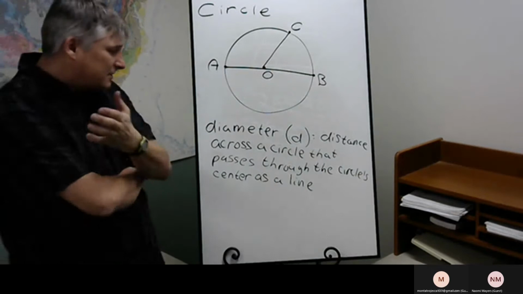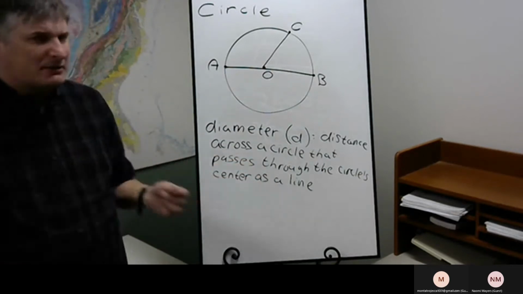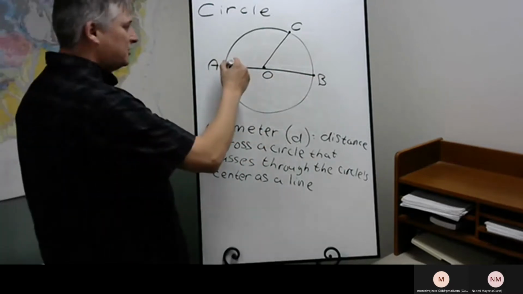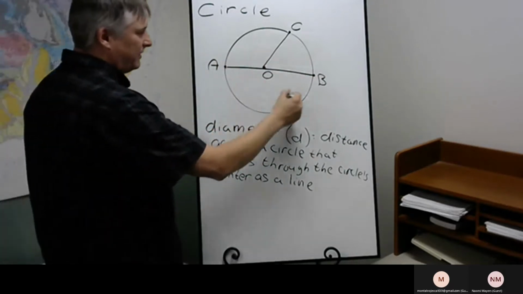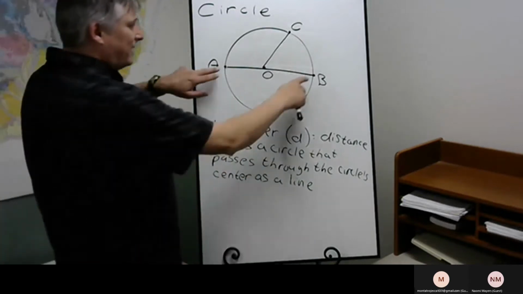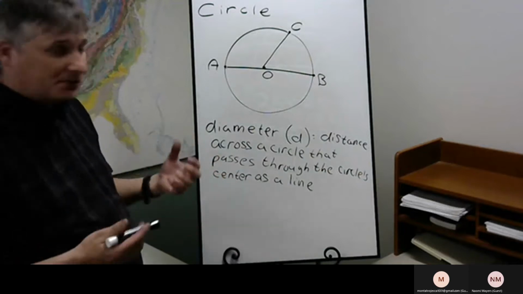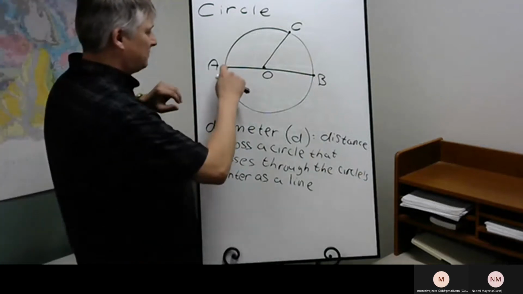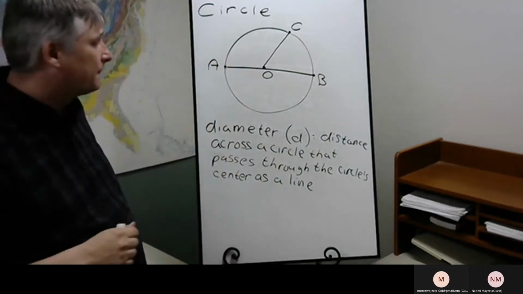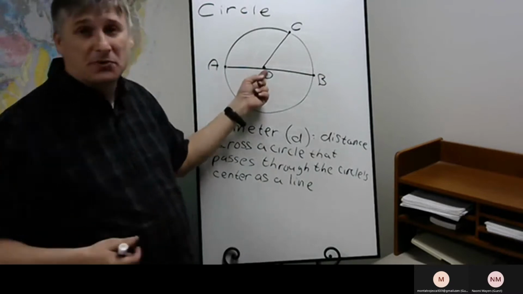So the diameter is the distance across the circle that passes through the circle center. It's a line, like this is a line here. It's not going to do something like, you could start here, you could curve through like that. That's not a diameter. Diameter is going to be a line, so there's no curves in this distance. And it goes from here to here, and it always passes through the center of the circle. So it's a line that cuts across the circle, but passes through the center.